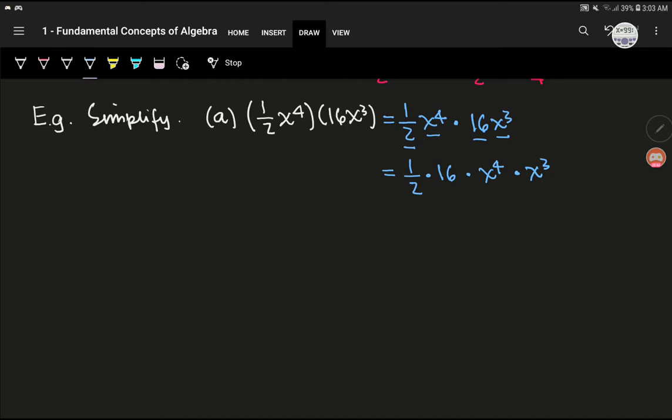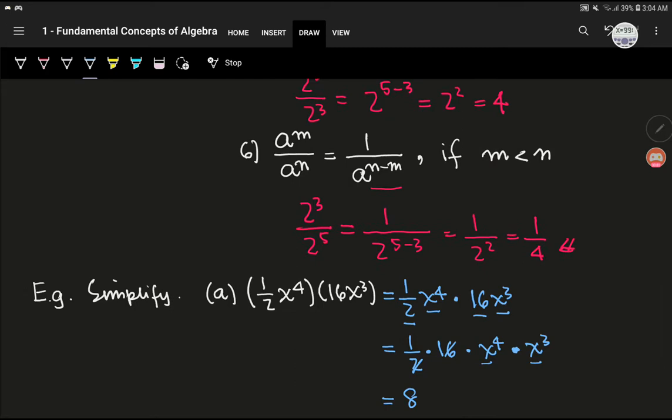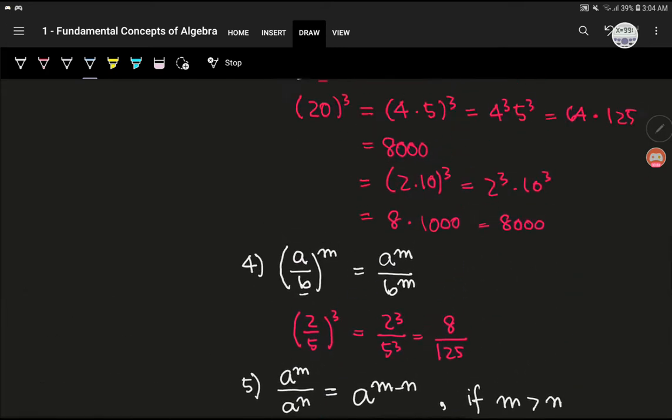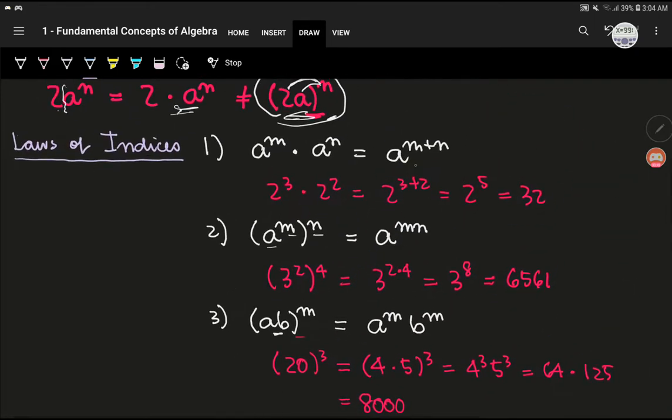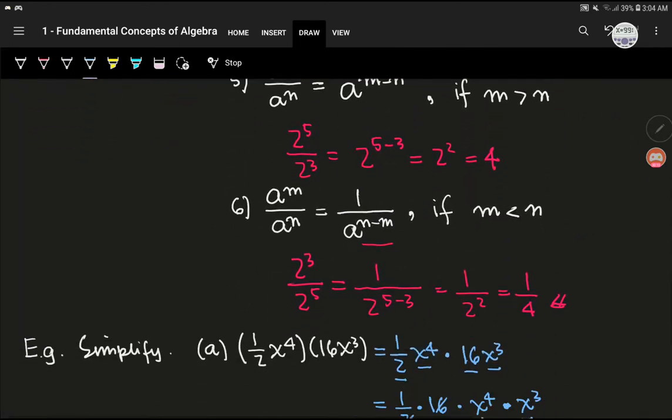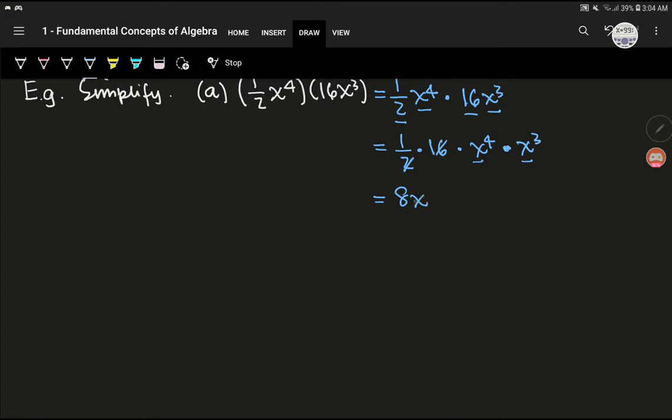1 over 2 multiplied by 16 is easy. 16 divided by 2 gives us 8. What's left for us are these 2 indices. Since they are connected by the multiplication symbol, x to the power of 4 is multiplied with x cubed, so we use the first law here. We write 8 multiplied by x to the power of 4 plus 3, and 4 plus 3 is 7, so we have 8 multiplied by x to the power of 7.